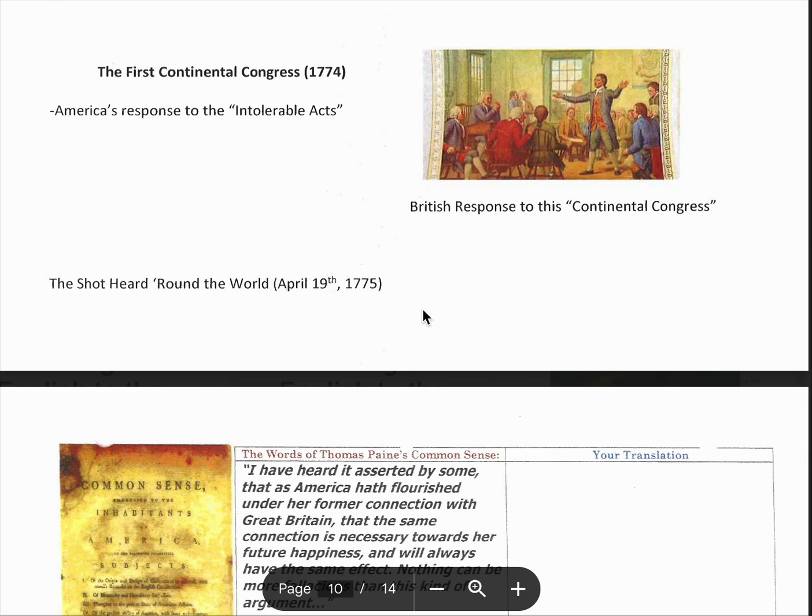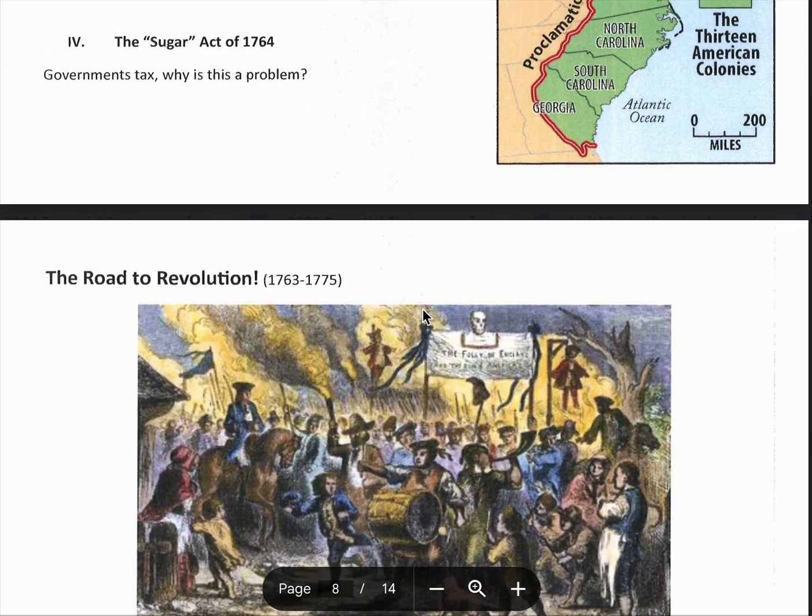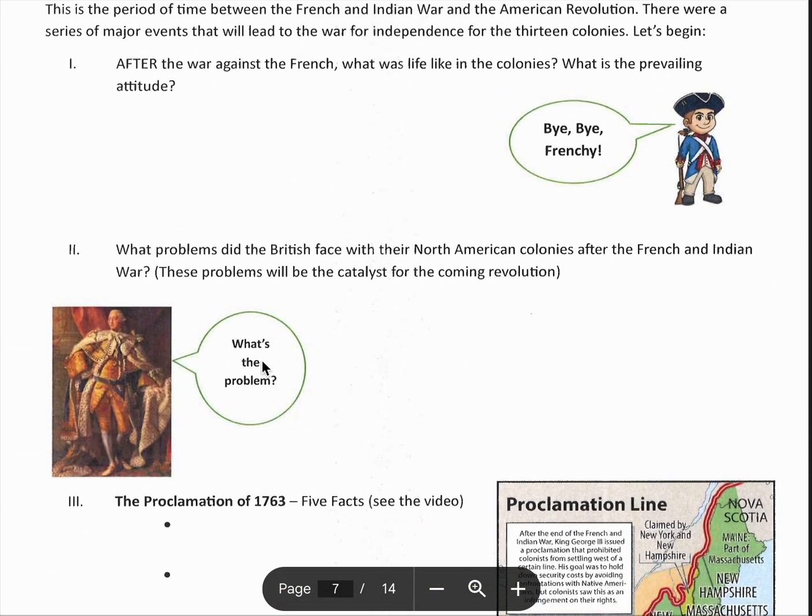The shot heard around the world was something we wrote down on the American Revolution notes after talking about Lexington and Concord, right? I think knowing the timeline of these is also very important. I could ask you which of these came first, the big problems.